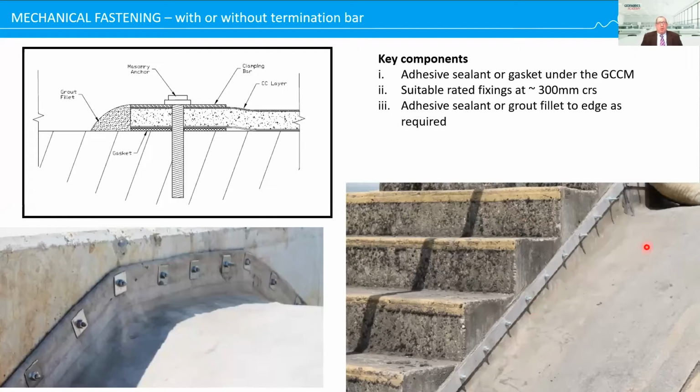When it comes to hard substrates, we can use masonry mechanical fastening. It can be done with or without a termination bar. Here's an example without a termination bar. Here's an example with a termination bar. Some of the key components are similar though. Firstly, adhesive sealant or gasket under the GCCM. Secondly, the fixings must be rated according to any loads on there, and we generally do those at 300mm centers, and adhesive sealant or grout fillet to the edge as required here.